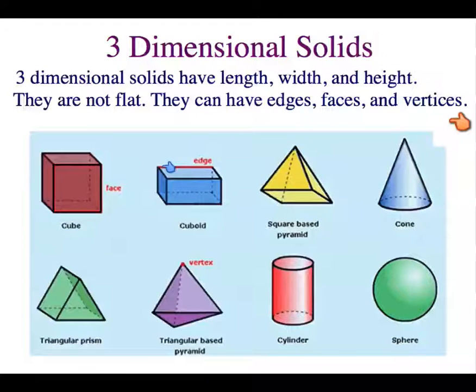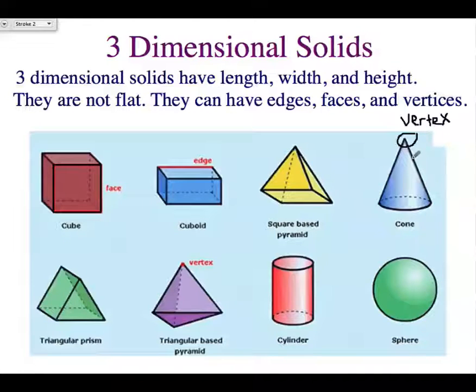An edge is where two of the faces come together. So here you can see an edge on this rectangular prism, and a face, that's the flat part. And now the last word here, vertices, or if there's only one, you would say vertex. Now what that is, a little point where all the edges come together. So that's like a corner.